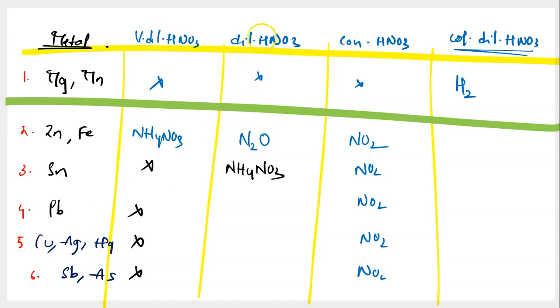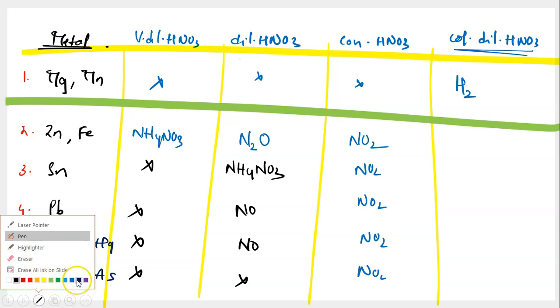When lead reacts with dilute HNO3, you will have NO, nitrogen monoxide, formed. And the same thing happens when copper, silver and mercury are reacting as well. And over here, stibium and arsenic, because of their very low reactivity, they don't react with dilute HNO3. They only react with what? They only react with concentrated HNO3.